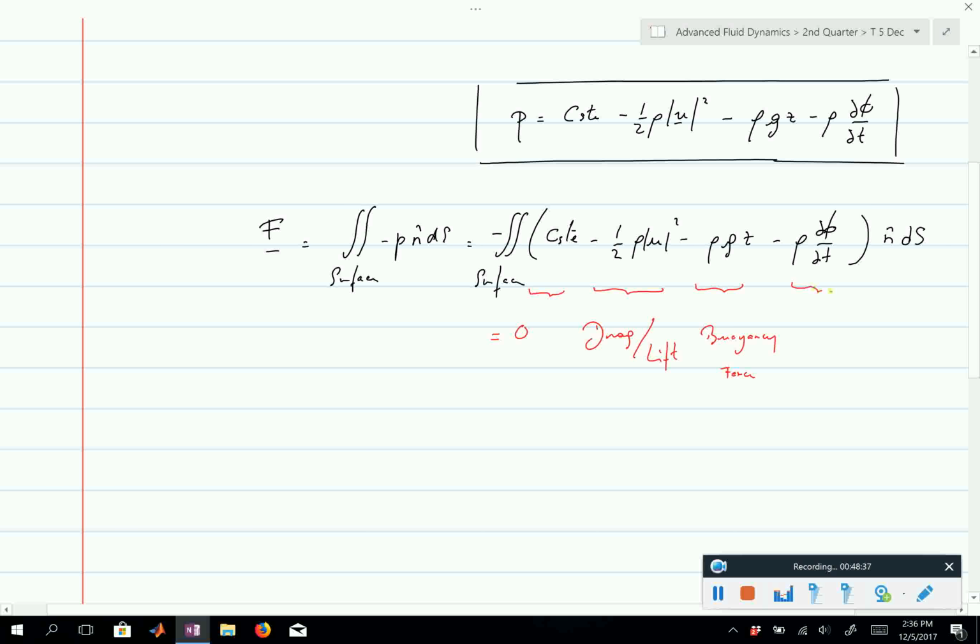Right? And then this one you've never seen before. This is a new force. And you see that you only have this component if you have an unsteady flow. Only if your potential changes with time. If your potential changes in time, that means that your velocity changes in time. So only if your flow velocity field changes in time do you have that term. And this term is the added mass term. Okay? So this is what you call the added mass.